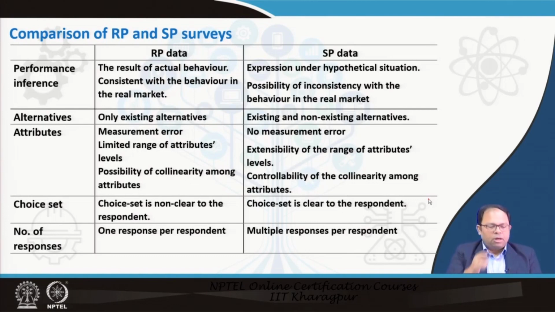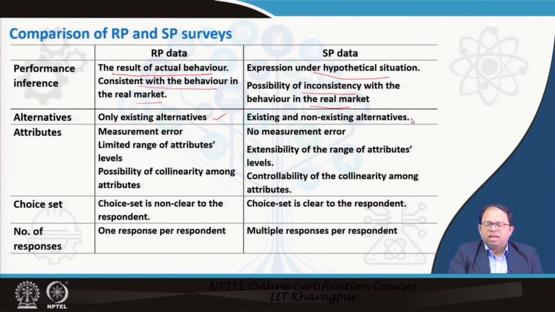When we compare the RP and SP surveys, we can see that the RP data is based on the results of actual behavior, and it is consistent with the behavior in the real market, whereas SP data is expression under a hypothetical situation, and it may be inconsistent with the behavior in the real market. That means people may not be doing the same choices that they state, and we can only use the existing alternatives in the RP survey. That means we can only find the choice out of the available alternatives.